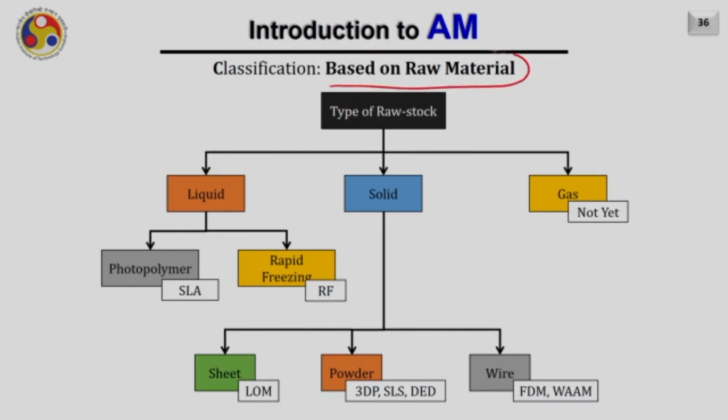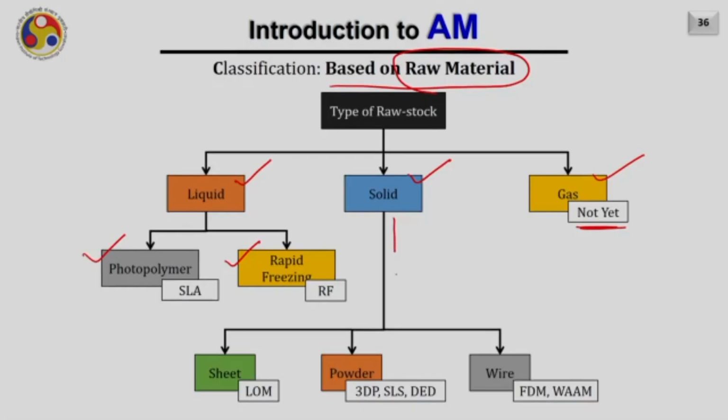Let us try to make the classification simpler. This particular classification is given based on the raw material. There are three different types of raw material we can use. Either it can be liquid, it can be solid, or it can be gas. Although gas is not yet available for additive manufacturing, liquid and solid are available. If liquid is available, there are two possible processes. First is wet photopolymerization. Another could be rapid freezing, where the droplet falls and gets frozen. It's an example of fabricating ice-like objects.